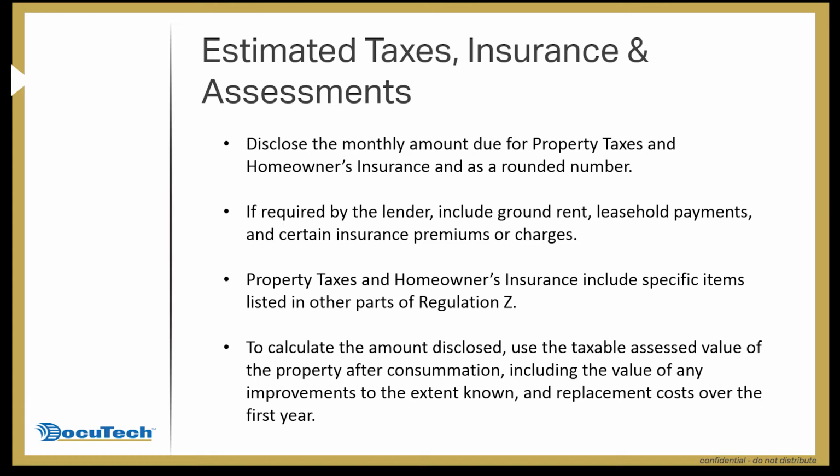The insurance premiums included are for credit life, accident, health, or loss of income insurance, insurance against loss of or damage to property, or against liability arising out of the ownership or use of property, and debt cancellation or debt suspension. To calculate property taxes, homeowners insurance, and other insurance premiums, use the taxable assessed value of the real property securing the transaction after consummation, including the value of the improvements or construction to the extent known, and the replacement cost of the property over the first year. Okay.